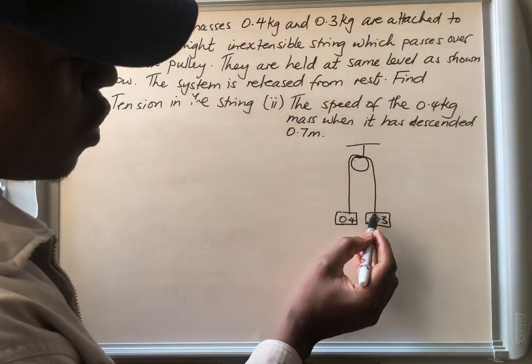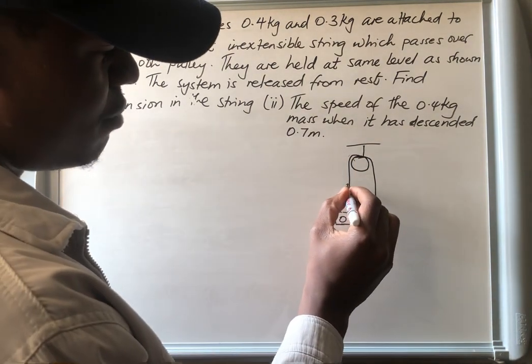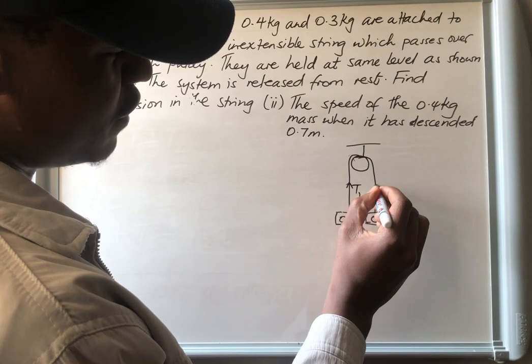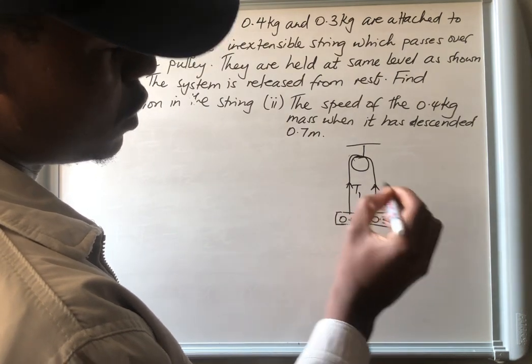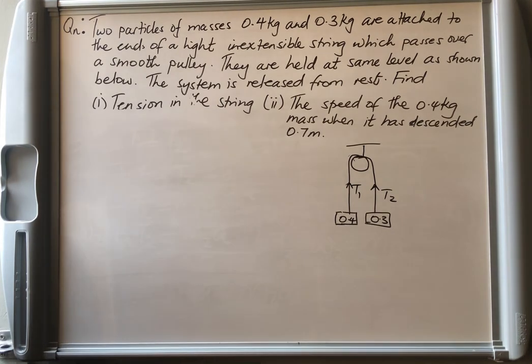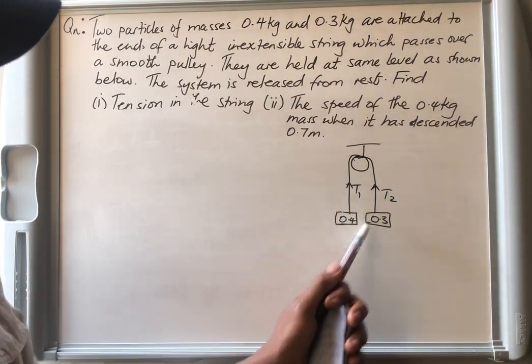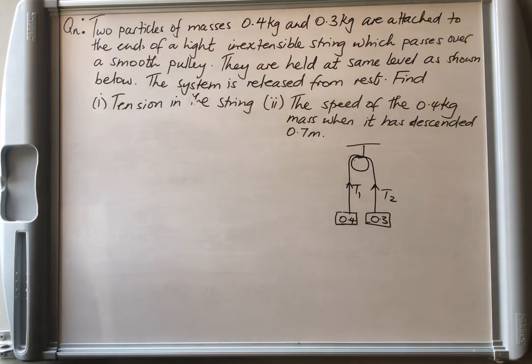Since they are all connected by the same string, that means the tension affecting these two are the same. So therefore T1 and T2 are going to be the same. Again, since they are all connected by the same string, they are also going to be moving at the same acceleration. Therefore, we expect the acceleration acting on particle number 1 and particle number 2 to be the same.